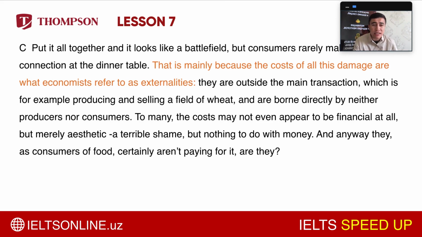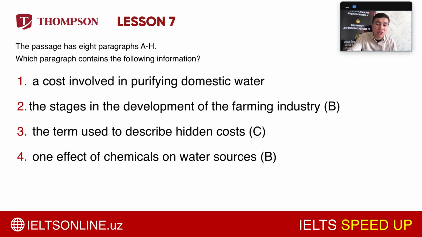Now we have paragraph C, that is mainly because the costs of all this damage are what economists refer to as externalities. So what they want to say in this sentence is that economists call it externalities. So this is special terminology. They are outside the main transaction, which is, for example, producing and selling a field of wheat, and are borne directly by neither producers nor consumers. So the answer for the third one, the term used to describe hidden costs, is C.